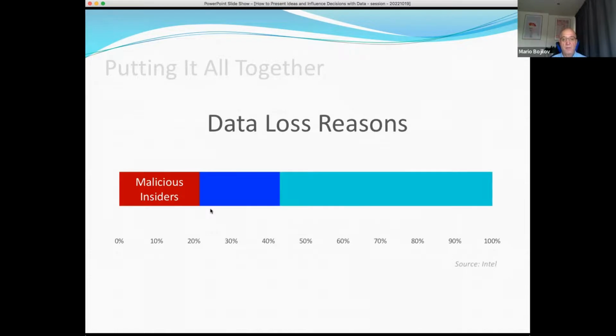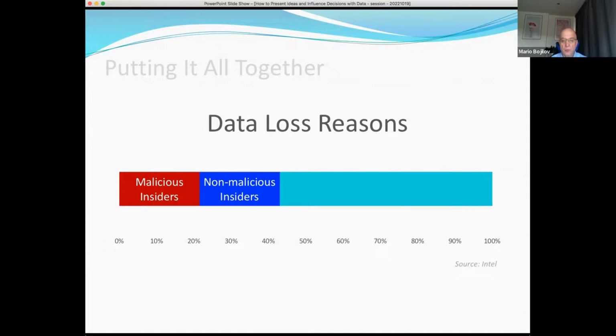How exactly? Well, insiders are one of the biggest problems. So we have malicious insiders who are criminals essentially, and they do it on purpose. There's about 21% of them. But we also have non-malicious insiders, another 21%, for a total of 42, 43%. Non-malicious insiders are simply people that don't know that these things may happen. Why don't they know? Probably because nobody told them.